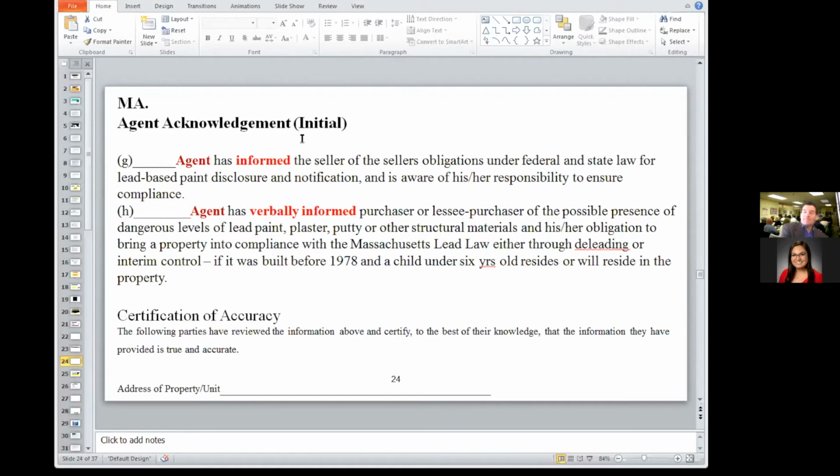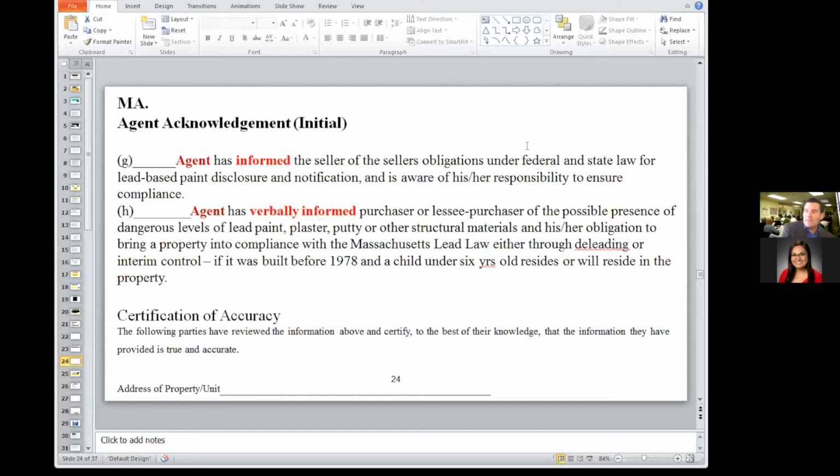The agent, you're acknowledging that you inform the seller. So this is Mary Ellen, the people working with the seller. The broker working with the seller has to have the seller fill out the top part. They leave the middle alone. That's for the buyer. And then they come down here and you initial that you informed the seller that they are obligated to follow through with this lead paint notification form.